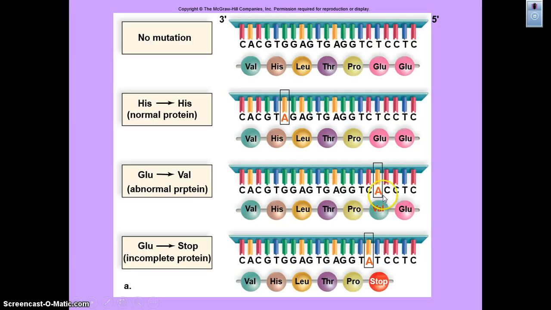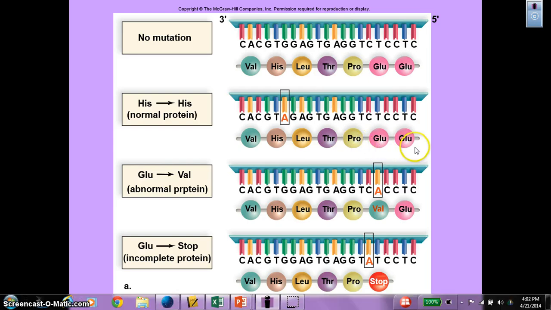Here's an example of a point mutation, though, in the middle of this one that caused a change in the amino acid sequence. So instead of proline, glutamine, glutamine, we end up with proline, valine, glutamine. And here's an example where a point mutation caused a triplet to code for the stop codon on the messenger RNA. So it stopped, or is an incomplete protein. So we have a normal protein with a point mutation. We have an abnormal protein with a point mutation. And we have an incomplete protein because of a point mutation.